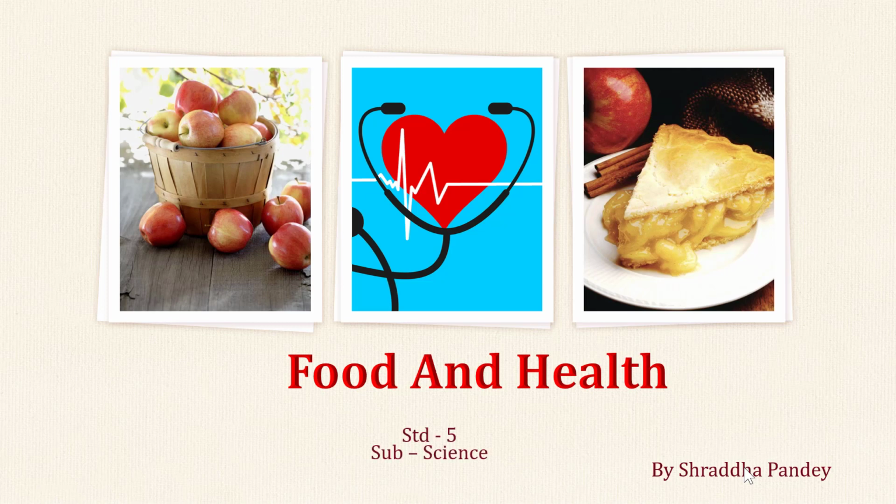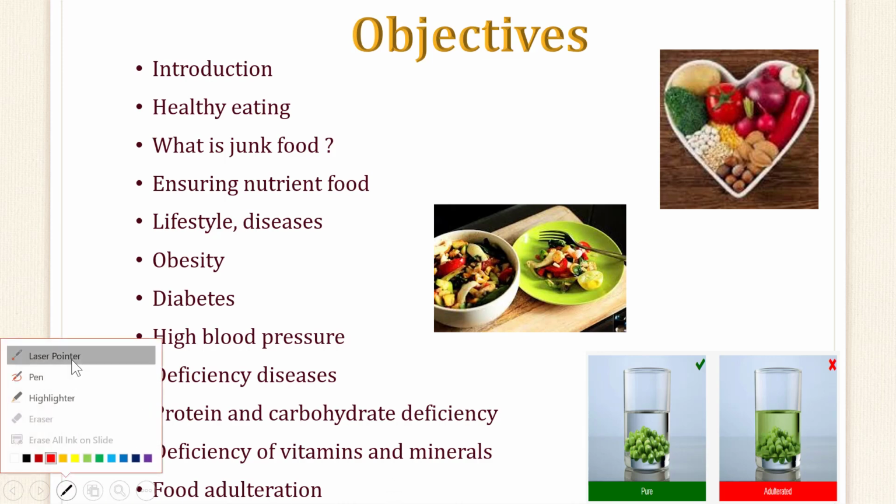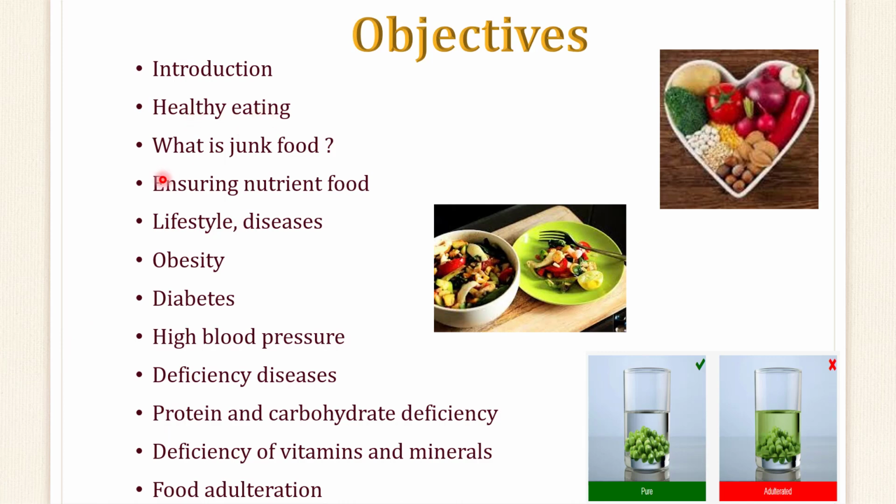This topic is taken from 5th Standard Science of S-Chan publication textbook of ICSE Board. In this topic we are going to cover the objectives like introduction, healthy eating, what is junk food, ensuring nutritious food, lifestyle diseases, obesity, diabetes, high blood pressure, deficiency diseases, protein and carbohydrate deficiency, deficiency of vitamins and minerals, food adulteration.